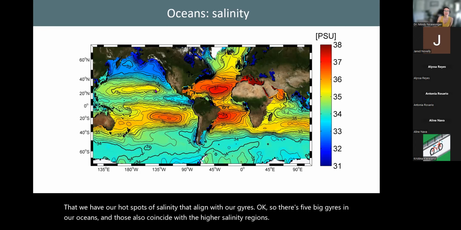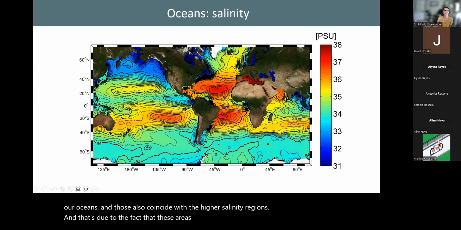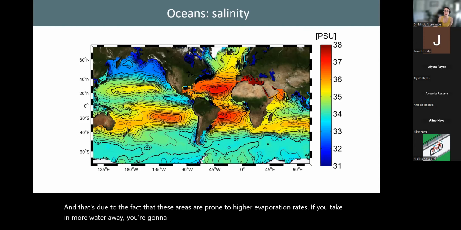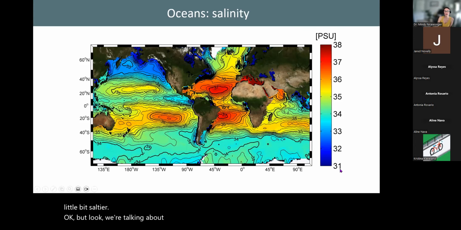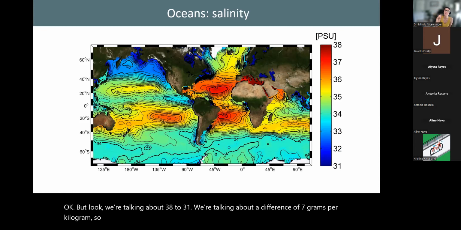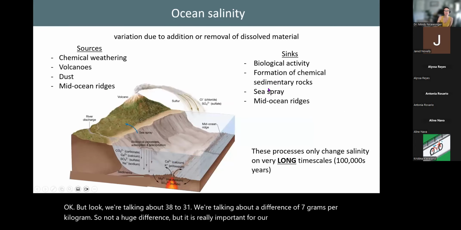And that's due to the fact that these areas are prone to higher evaporation rates. If you're taking more water away, you're going to leave the salts behind. So these areas are generally a little bit saltier. Okay, but look, we're talking about 38 to 31. We're talking about a difference of 7 grams per kilogram. So not a huge difference, but it is really important for our circulations.